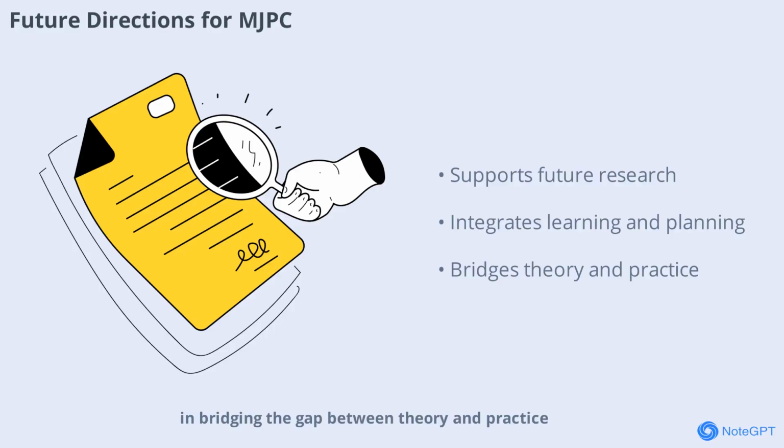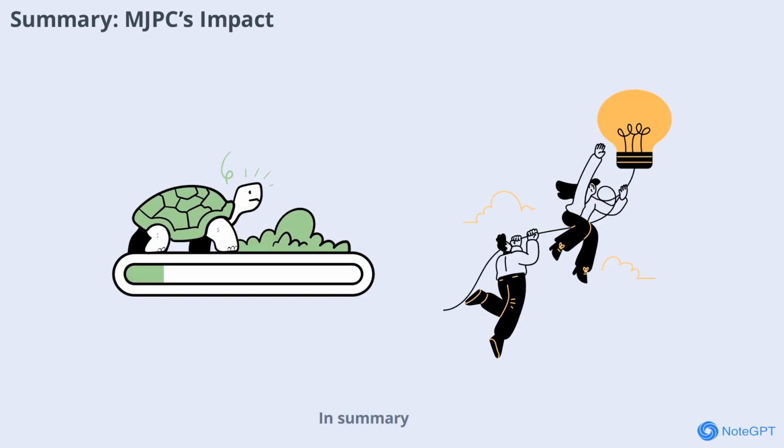As the field of robotics advances, tools like MJPC will play a crucial role in bridging the gap between theory and practice. In summary, MJPC is transforming how researchers approach predictive control in robotics. By making advanced algorithms accessible, interactive, and efficient, it empowers a new generation of innovators to tackle complex challenges and push the boundaries of what robots can do.